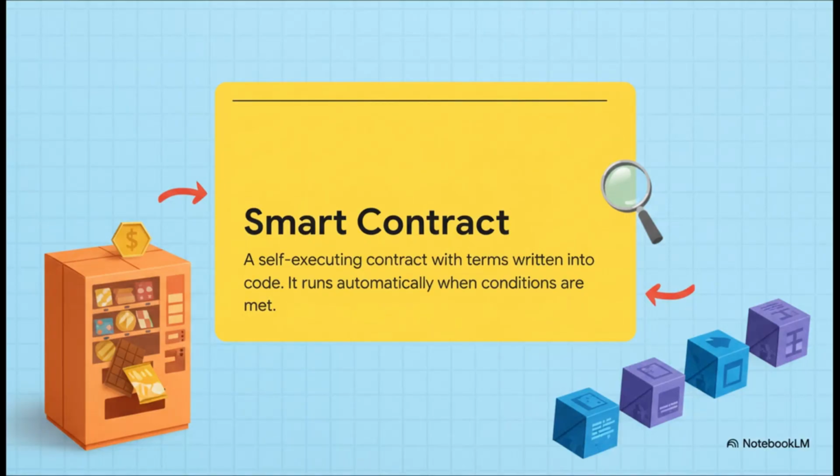So what in the world is a smart contract? Honestly, the best way to think about it is like a high-tech vending machine. You put your money in, you press the button, and as long as those conditions are met, the machine automatically executes the deal and gives you your candy bar, right? No cashier, no middleman. A smart contract is exactly that, but it's built with code on the blockchain. It's basically a self-executing agreement that just runs itself.